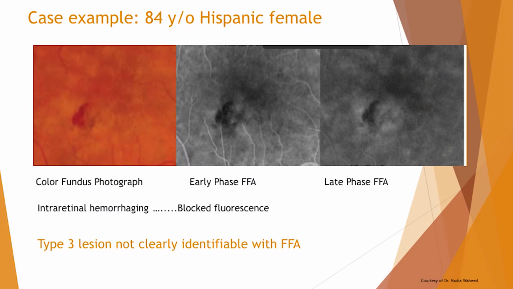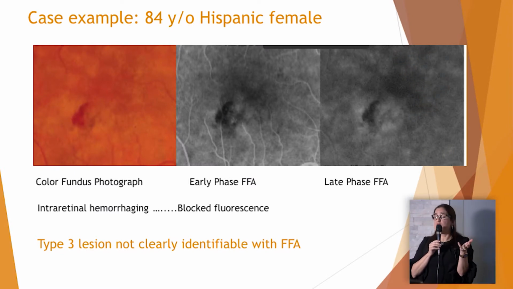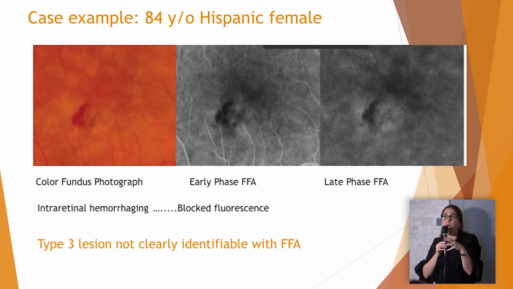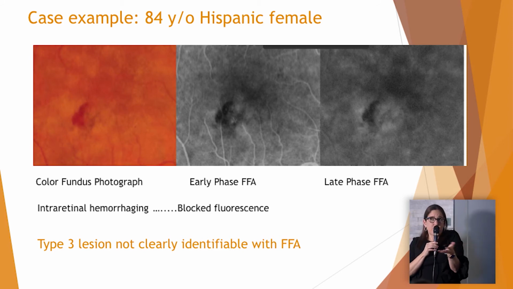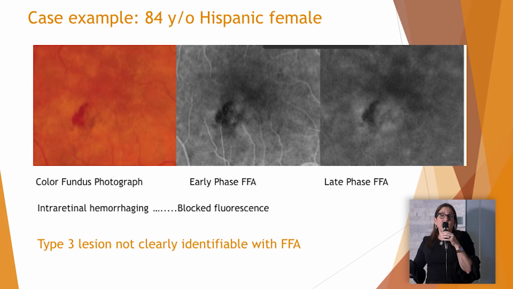One more example here, 84-year-old Hispanic female. This one is an even better example because here, the fluorescein showed us nothing. The hemorrhaging was blocking all of the, whatever you want to call it, the dye. We couldn't see anything. So this is a great example of where the angio really comes into play because the leakage isn't going to bother the angio.